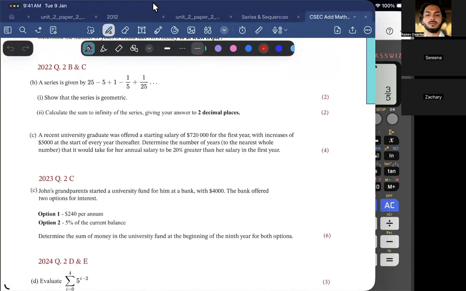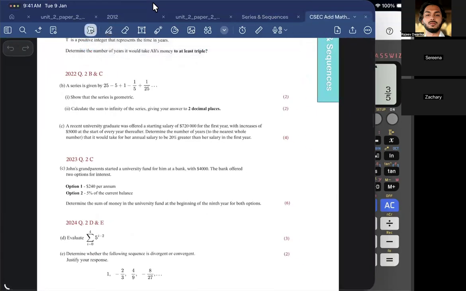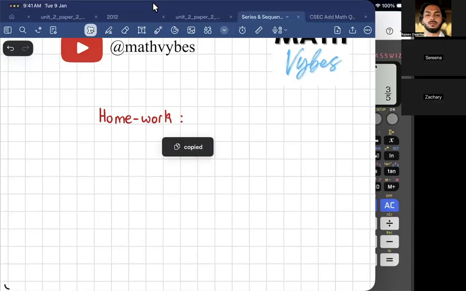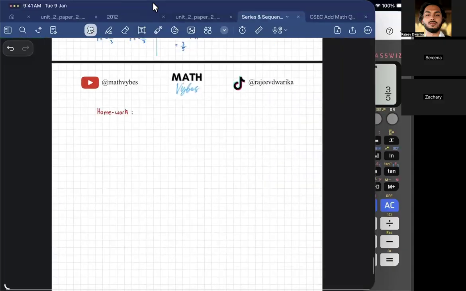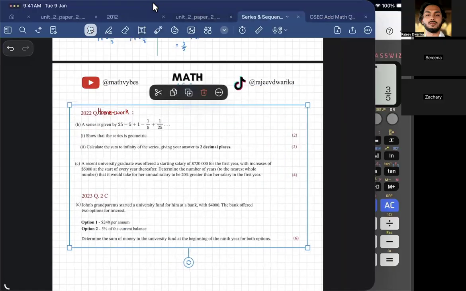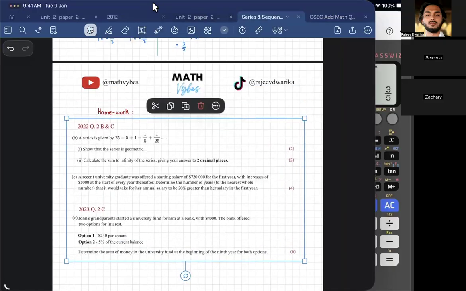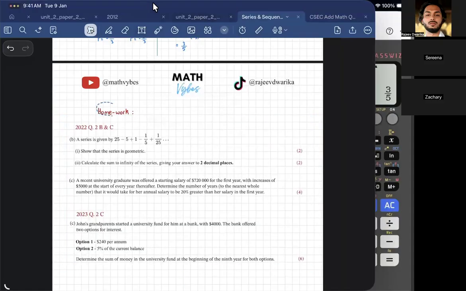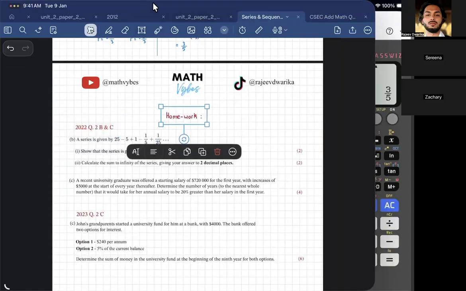Zachary, I want to be getting some homework from you, because I can't remember the last time I got homework from you. I remember the last time I got homework. I just forgot to send it. Well, don't forget to send it. Yes, I'll make sure I send it. Because your word is one thing, but seeing it is another thing. Yes, no problem.